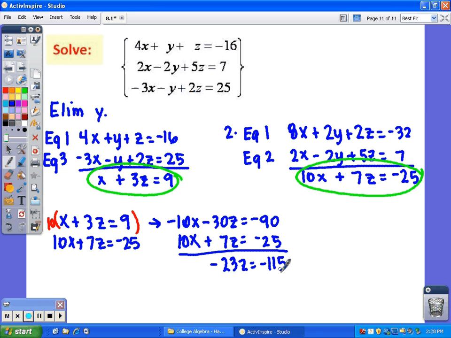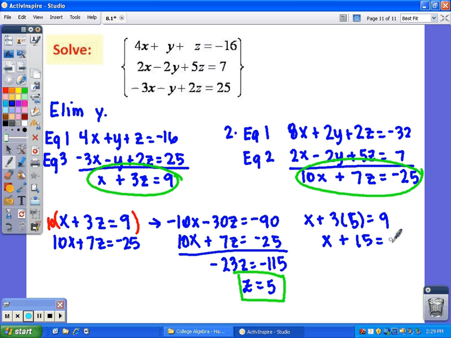Dividing both sides by negative 23, you're going to get that z is equal to 5. Now remember, once you get one, you can get the other by simply plugging in. Letting z be 5 in that top equation, we'd get x plus 15 is equal to 9. Subtracting 15 from both sides, we would get x is equal to negative 6.